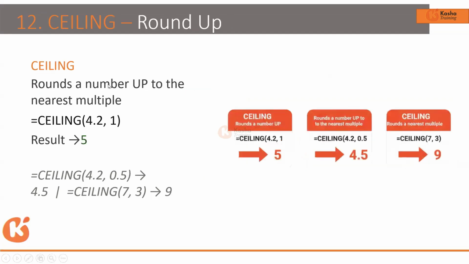Then you have CEILING. Let's see what ceiling is. Ceiling just rounds a number up to the nearest multiple. Here you can see 4.2, so you're just rounding up to 1, and it has become 5. Then another example: 4.2 rounded to 0.5 has become 4.5. Then here you can see rounding it to 9. So that is what the ceiling function is.